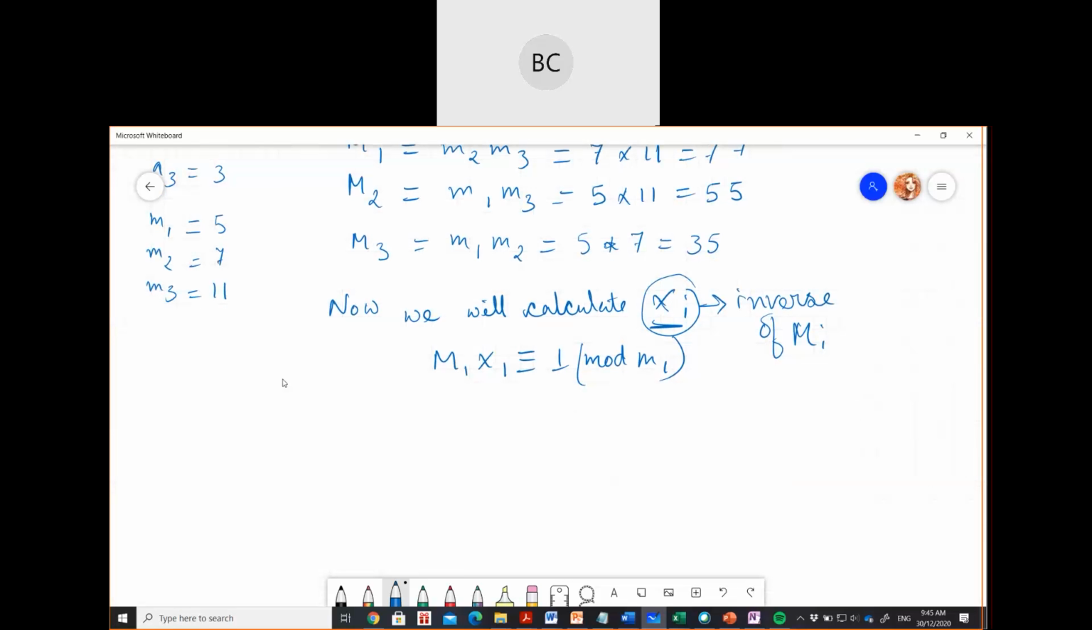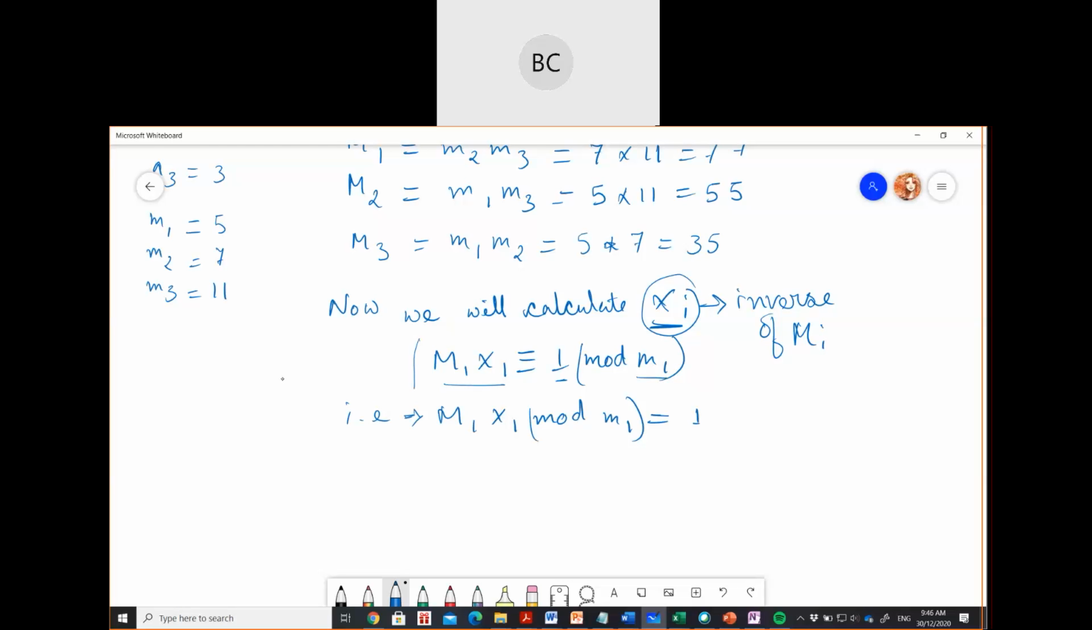Now this equation you can also write like m1 x1 mod m1 equal to 1. Correct? Congruent to, this means what? This number divided by m1 and the remainder will be equal to 1. That's the condition. This whole modular arithmetic expression means this expression divided by m1 and the remainder will be 1. Okay, so how will you find it?